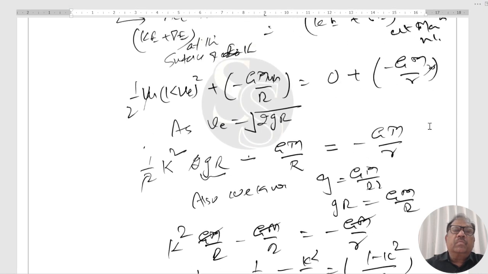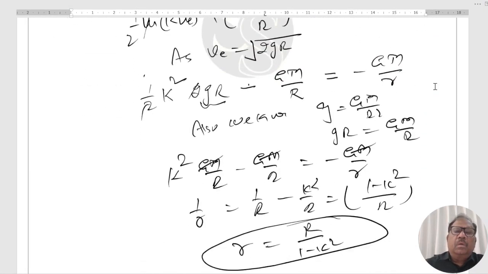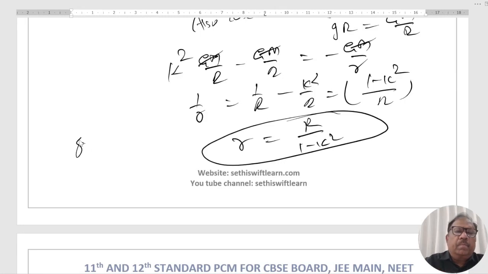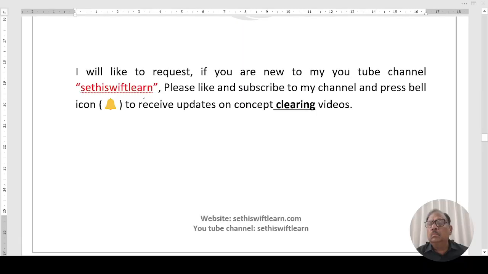That's the answer. Option A is correct. If we have found the height from the surface of Earth, use the relation R plus H equal to R upon 1 minus k square. Find H. Right?